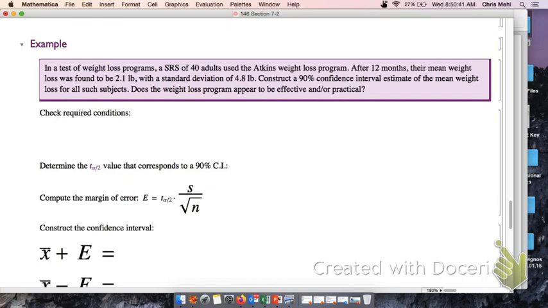Okay, so the first part here says to check the required conditions. Since your simple random sample is of size 40, we're okay on the second condition. Our sample size is greater than 30. We don't know the distribution of weight loss for the population. We don't know if it's normal or not. So we need to make sure that our sample size is large enough. And I told you that it was a simple random sample, so there's a check there for the required conditions. Now, the t alpha over 2, we're going to get that from the table in just a moment.